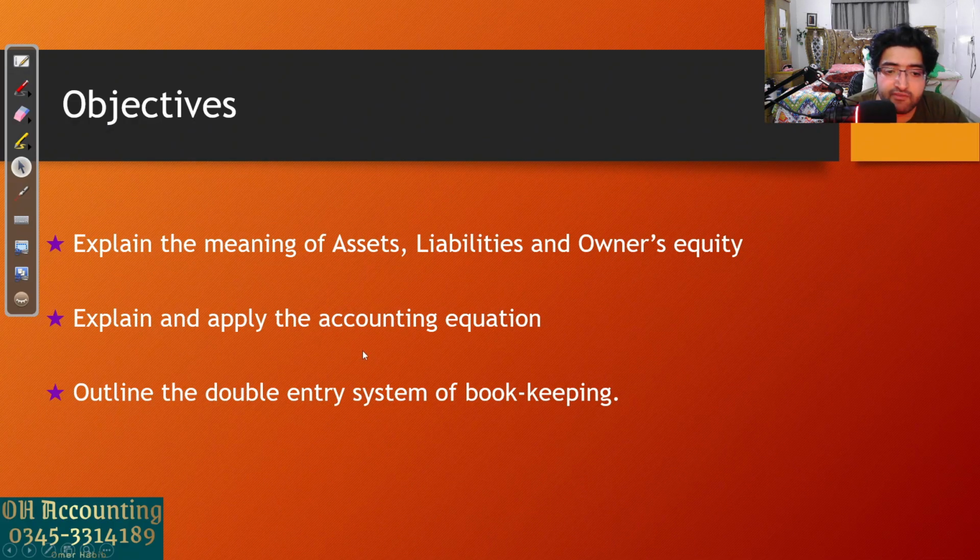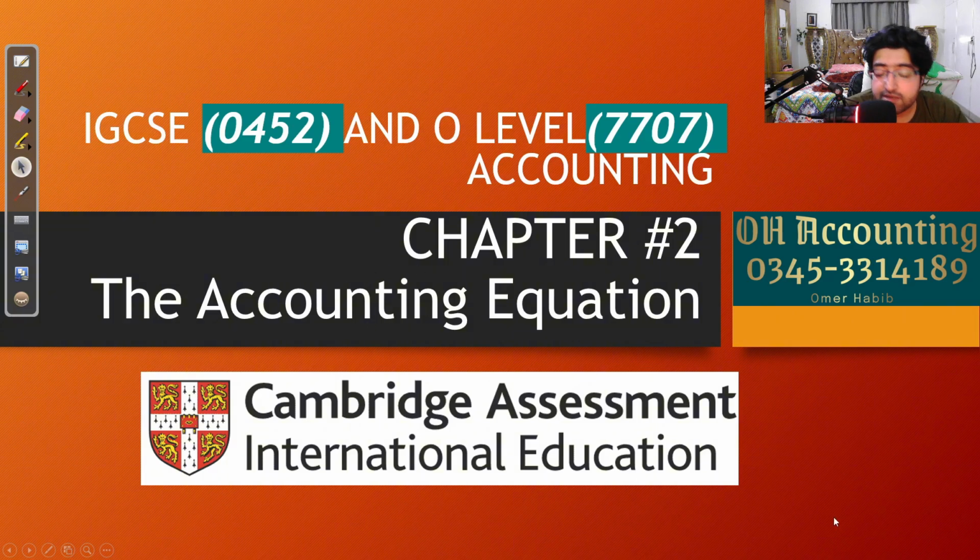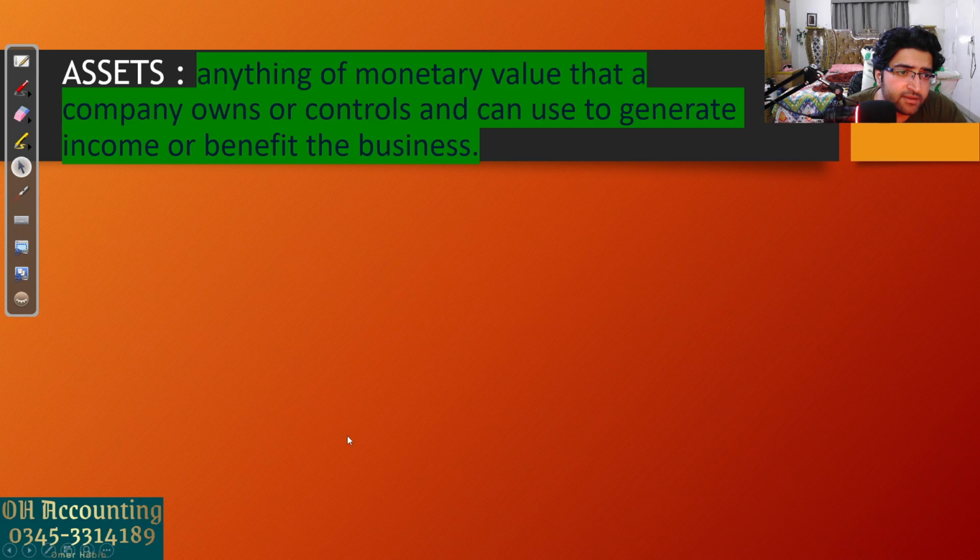In this chapter, our main focus is on the accounting equation because that's the chapter we are covering in these slides. Moving on. Okay, what are assets? Anything that has value in terms of money, which is owned by the business and which is used to generate income or benefit to the business.